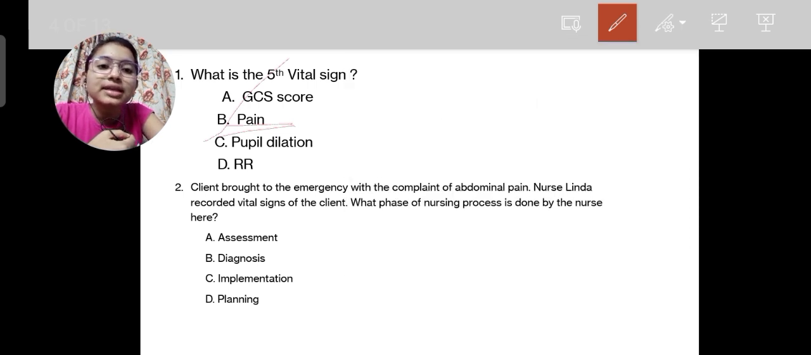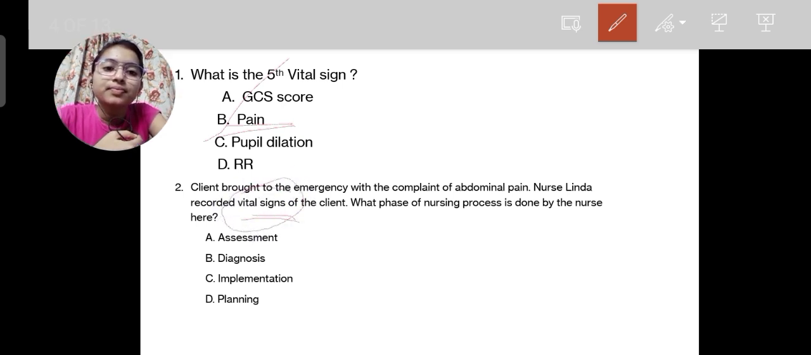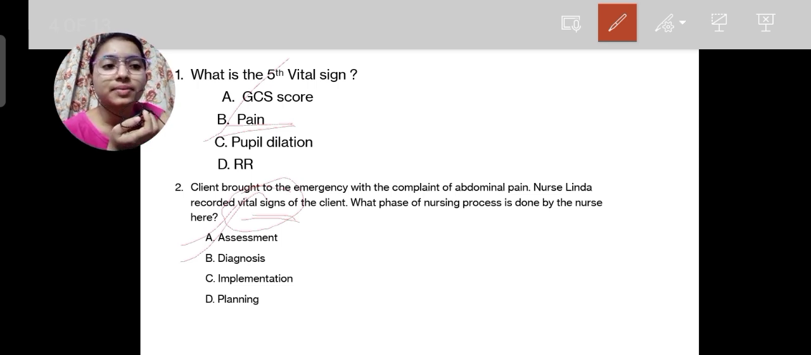So in this scenario, we can see that the nurse recorded the vital signs. So this is the assessment, only assessment. After assessment, the nurse will diagnose the case, then plan, then implementation.